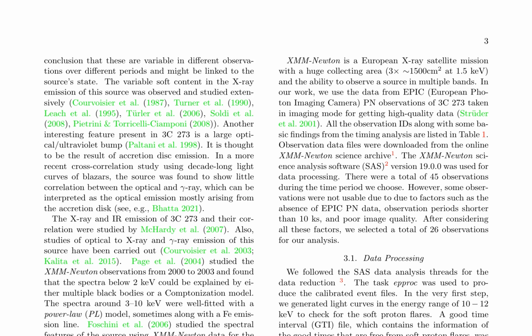The research paper discusses the Blazar 3C273, an active galactic nucleus known for its variable soft X-ray emission and optical, ultraviolet bump, attributed to accretion disk emission. Previous studies have investigated the source's X-ray and IR emission, finding a broken power law model explaining the 0.4-10 keV spectra and an excess thermal component relative to the synchrotron component.